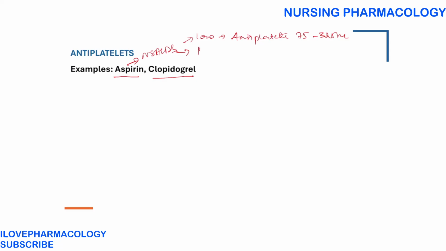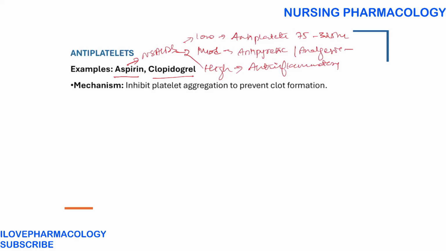But what happens at the moderate dose as well as the higher dose? At higher doses, it produces anti-inflammatory action. At moderate doses, it produces the antipyretic action as well as the analgesic action. So aspirin and clopidogrel will be a dual antiplatelet therapy which will be more effective, and mainly it inhibits the platelet aggregation to prevent the clot formation.